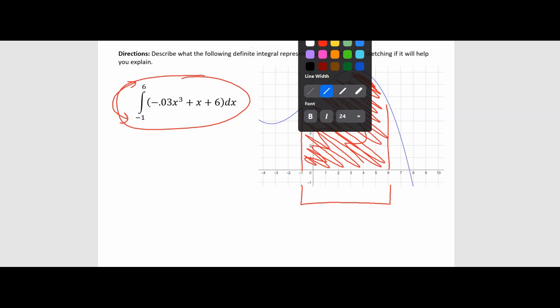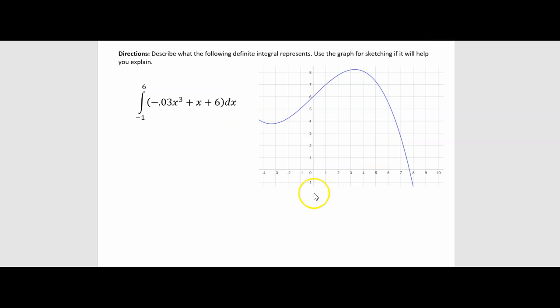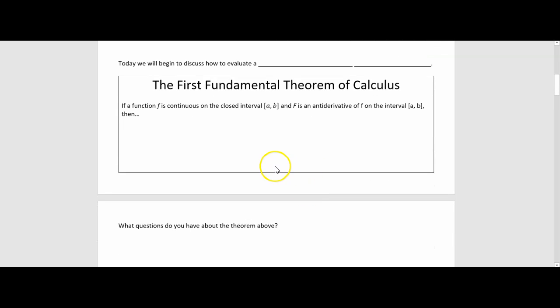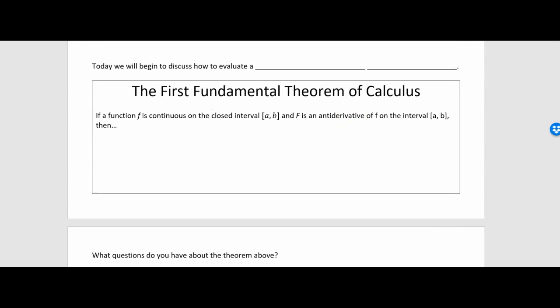So let's go ahead and talk about how to figure out that area. No more rectangles, no more trapezoids for estimation. We're going to figure out how to find the actual area. To do that, we need to know what the first fundamental theorem of calculus is. Up here, that's just what I was talking about. We're going to talk about how to evaluate a definite integral. Definite meaning we know what the interval is. So up above it was like -1 to 6, I think.